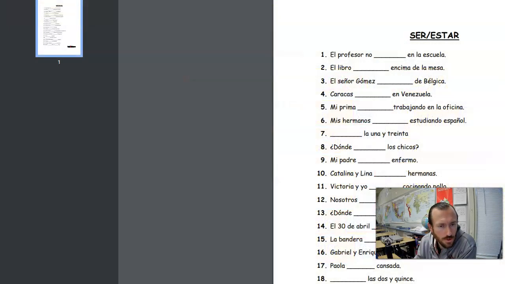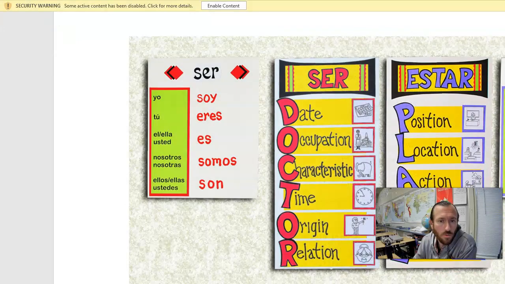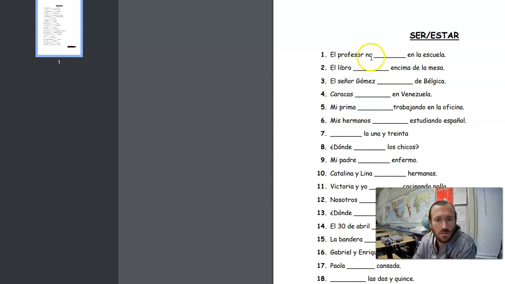So that's what I want you to do for this worksheet, but don't just write the answer. Write the reason why you chose ser or estar. So for example, you're going to write on the side here, or even just to the left next to each number, date, occupation, characteristic. You're going to write one of these situations that is an example, or that describes what kind of context each of these is referring to.